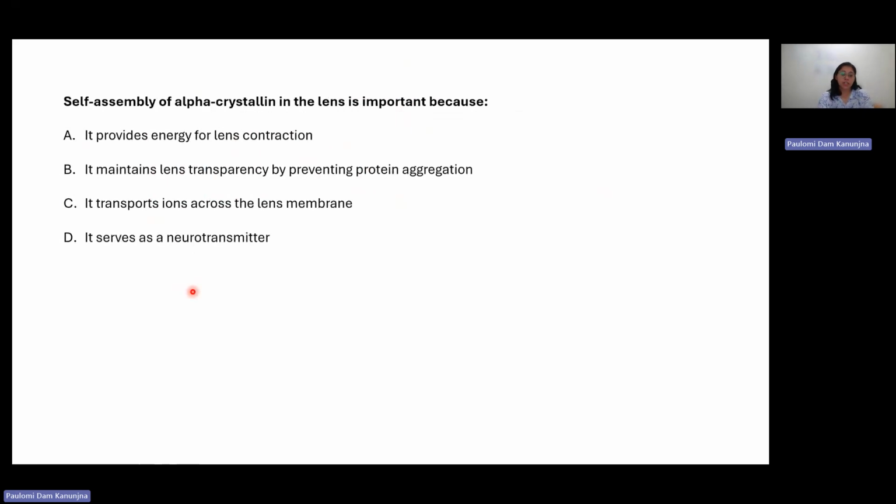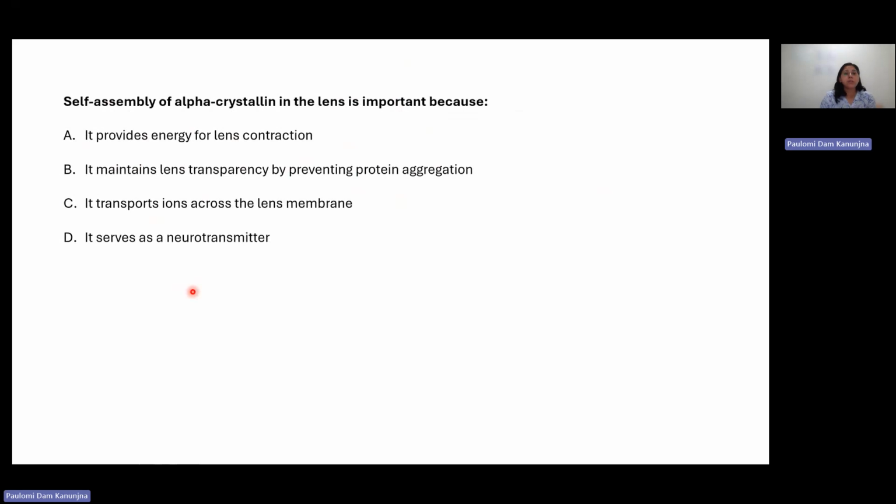Okay, next one. A similar question in other terms so that you get well versed with these different topics. So, self-assembly of alpha crystalline protein in the lens. Self-assembly is basically that you don't need any other things to come and bind to it, right? So you have this alpha crystalline protein, which is assembling on its own in the lens. I told you the lens is clear because of the ordered arrangement of crystalline protein. But why is this protein written here? Why is it important? That's the question here.